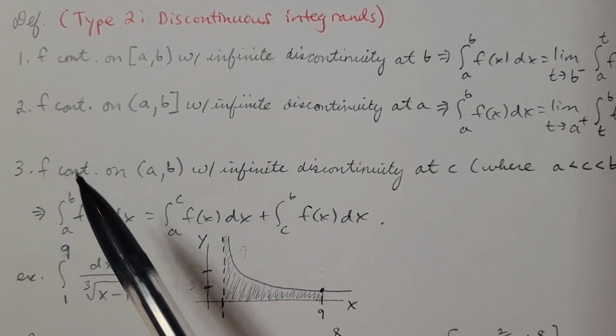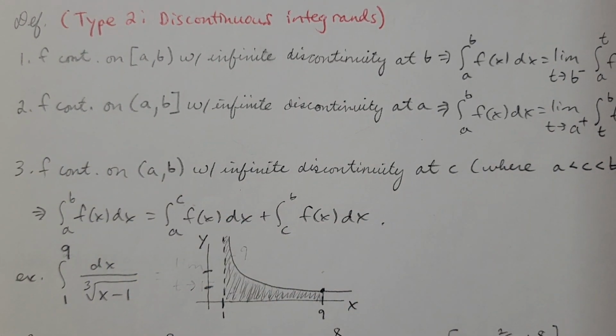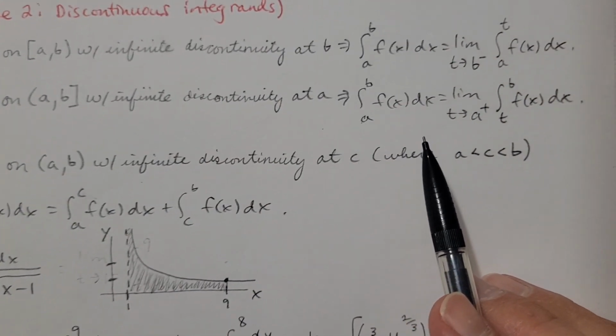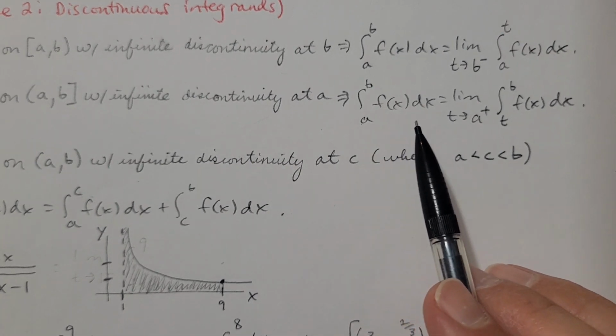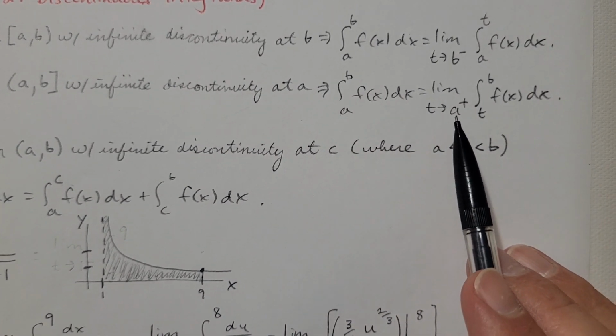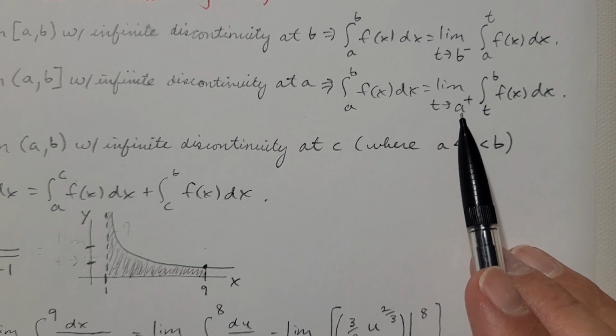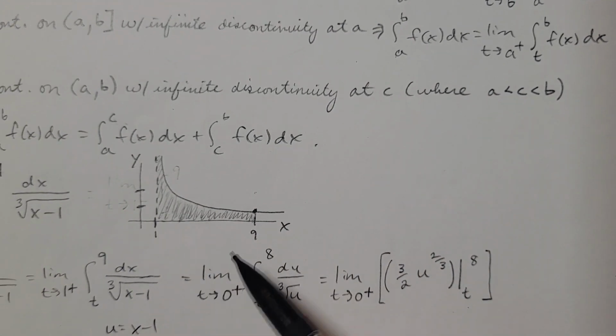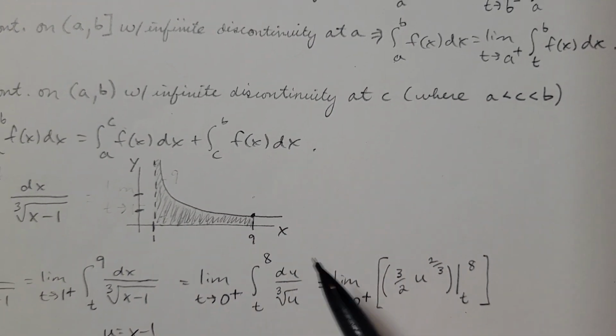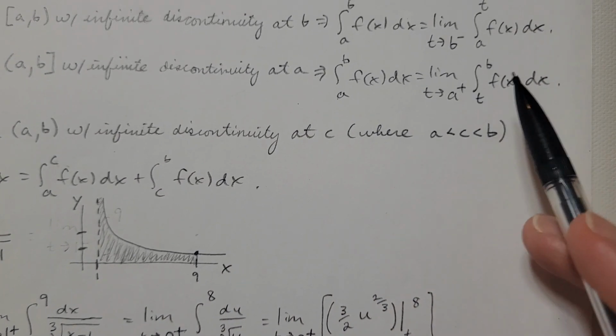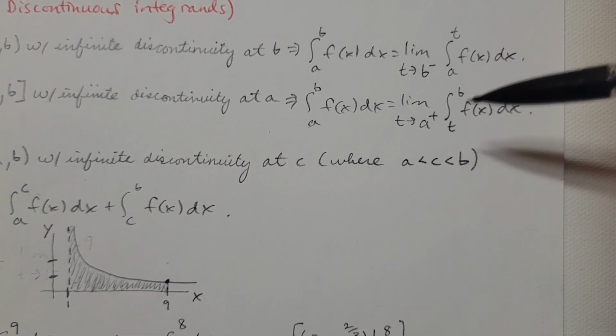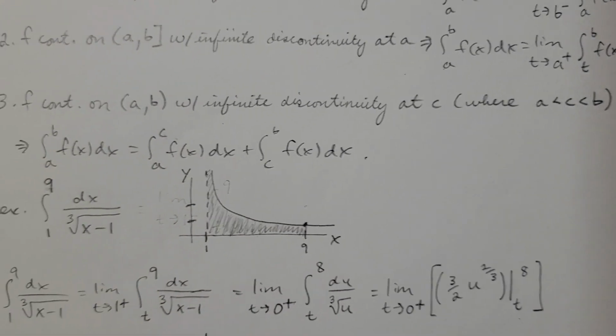Now in this one, let f be continuous on the interval a to b, where b is included, with an infinite discontinuity at a. Then the integral going from a to b of f of x dx is the limit as t approaches a from the right, of the integral going from t to b of f of x dx.